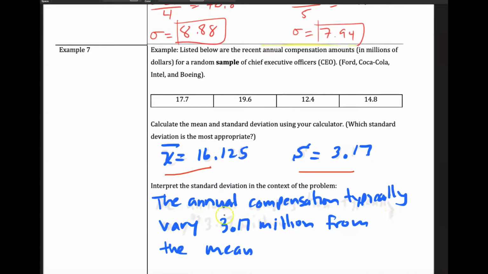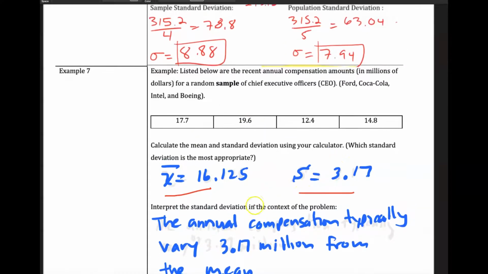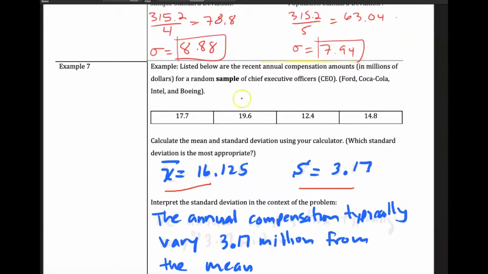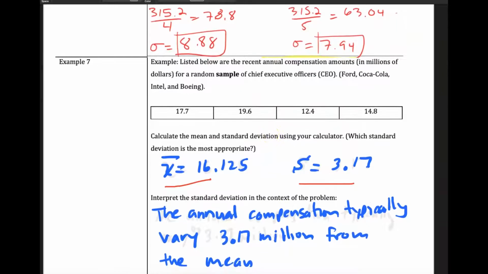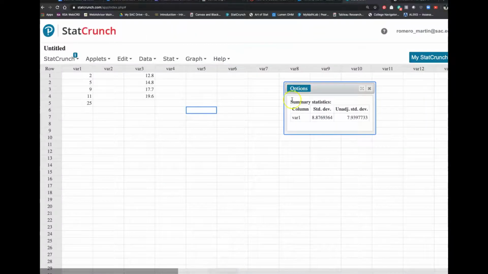And then the interpretation of this data set, you would try that yourself. The annual compensation typically varies 3.17 million from the mean. Remember, standard deviation, right? You find the mean value, and on average, each of these values is around 3.17 million from it, because this was in dollars. Let's take one quick look at ArtaStat here. Oh, let me copy and paste this here. There's that, Control C.